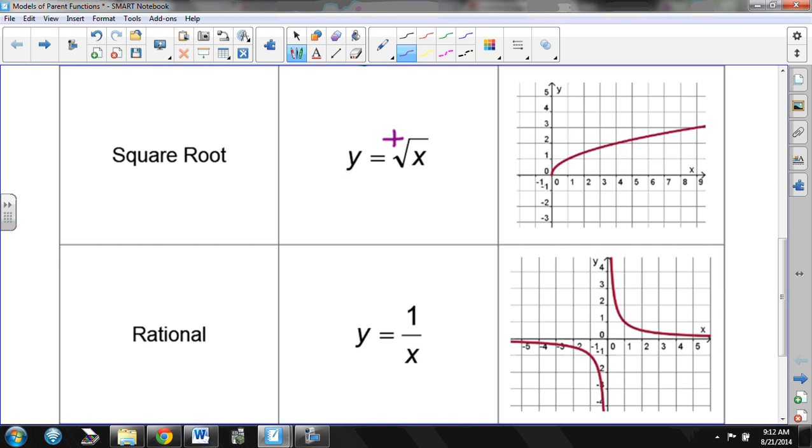How is it different than the linear and the quadratic parent function? Well, one obvious difference is right here. It has an endpoint. It doesn't keep going. And that endpoint is at the origin for the parent function for the square root. What else do you notice about this shape? As you move to the right, you're always moving upward. So the square root parent function is always increasing.